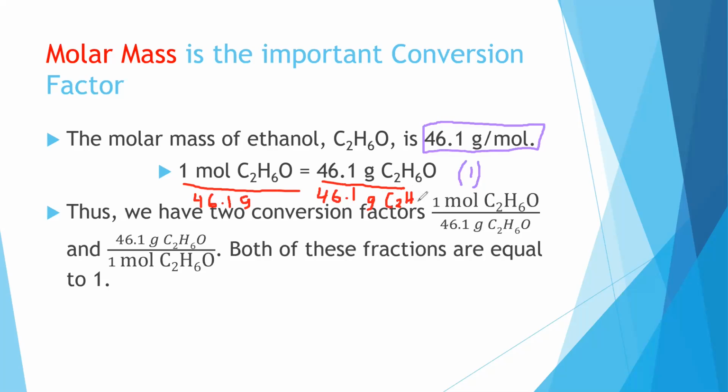Grams of C2H6O, and let me write that on this side as well. Notice that this fraction right here equals 1. So 1 mole over 46.1 grams of ethanol is equal to 1. Since this fraction is equal to 1, we can take the reciprocal, and that's equal to 1 as well. So both of these fractions are equal to 1, and now we use these fractions to help us convert between grams and moles.